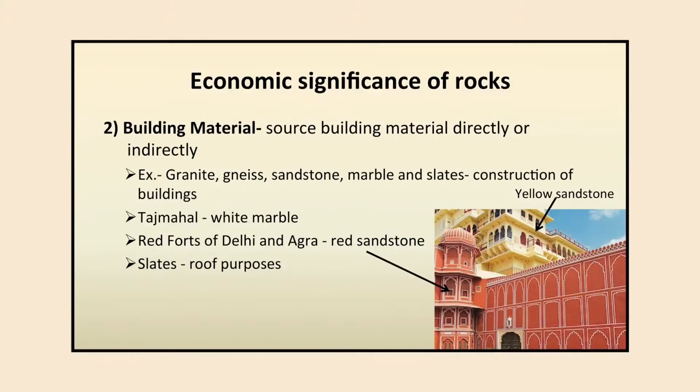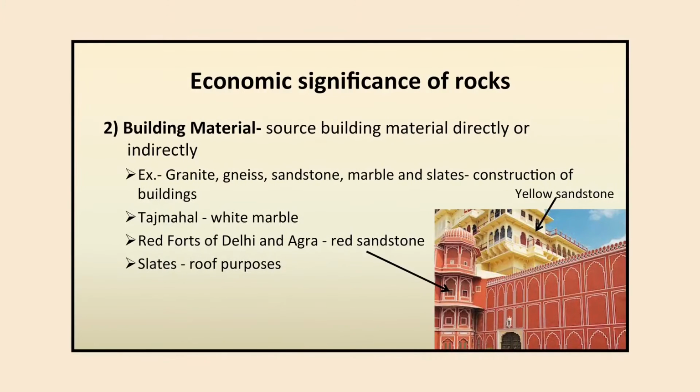The second important significance of rock is that it provides building material. So it is a source of building material directly or indirectly. For example, granite, gneiss, sandstone, marbles, slates, etc. are used for construction purposes. Taj Mahal, as mentioned earlier, is made up of white marble.